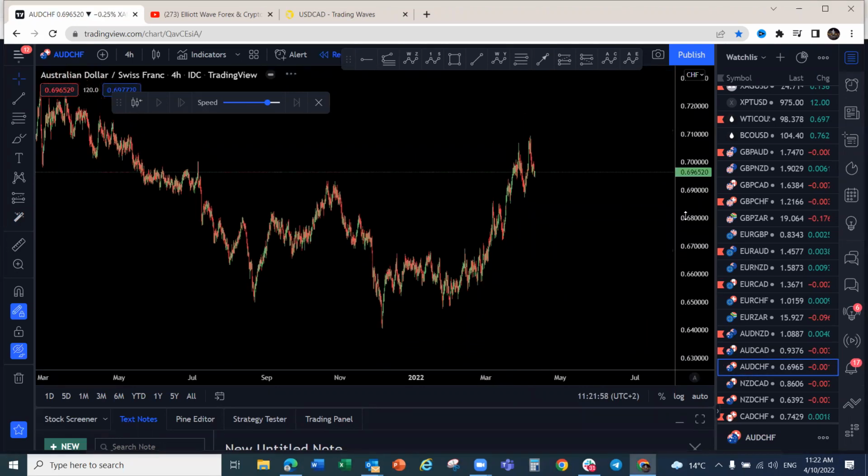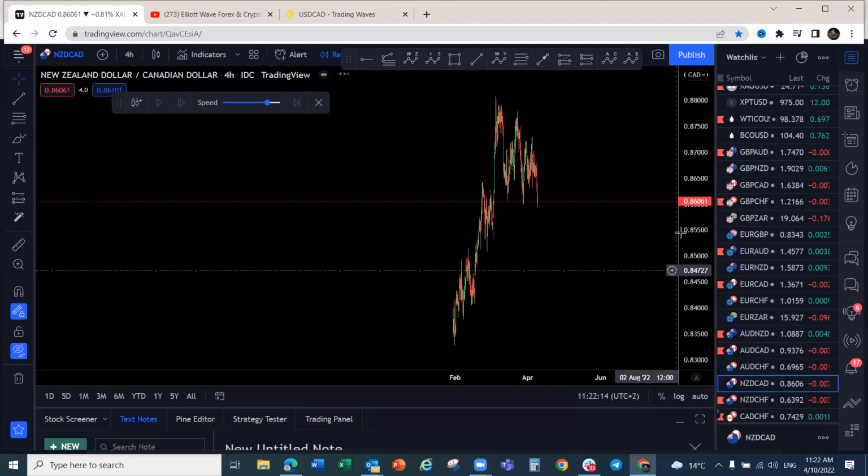AUD CHF, all right, AUD CHF, same. We're getting a pullback here. Just expect this. Now, after making this simple three-wave structure, we're expecting this one to start pushing to the downside. But at first, you need to get a corrective structure there.